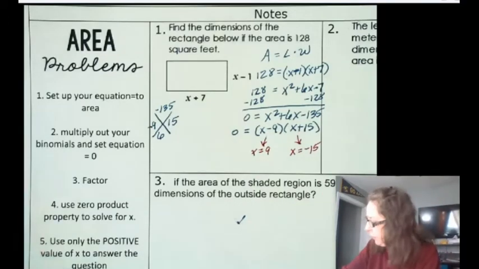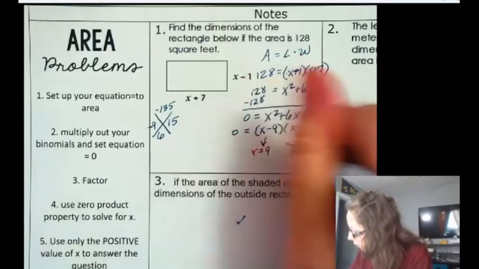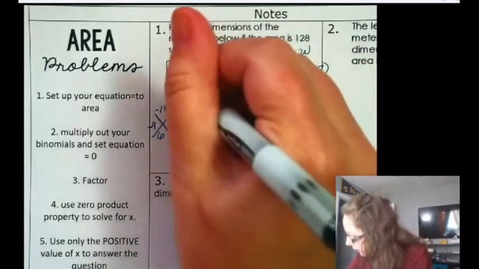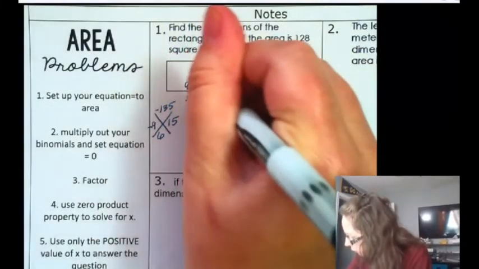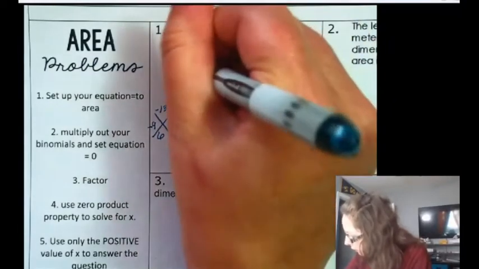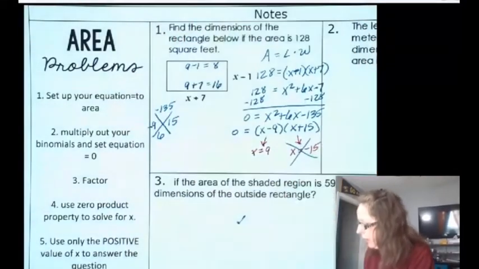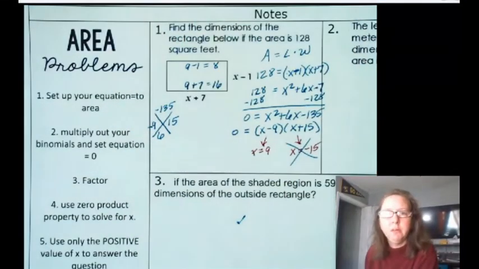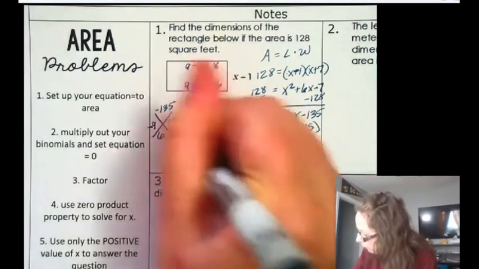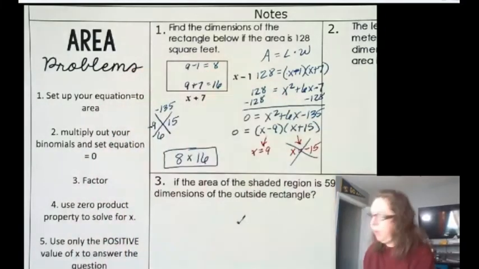So we're going to stick with the positive. So here I've got 9 plus 7, which gives me 16. And then here I have 9 minus 1, which gives me 8. So my dimensions are 8 by 16. Okay, so that is how I answer and solve an area problem.